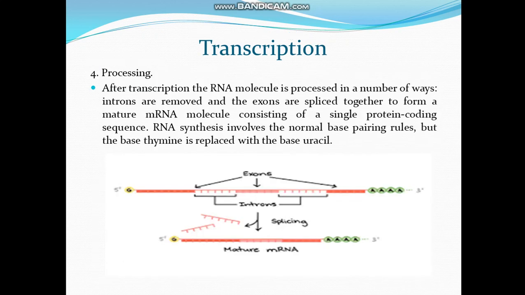The next step is about processing. After transcription, the RNA molecule is processed in a number of ways. Introns are removed and the exons are spliced together to form a mature mRNA molecule consisting of a single protein coding sequence. RNA synthesis involves the normal base pairing rules, but the base thymine is replaced with the base uracil.